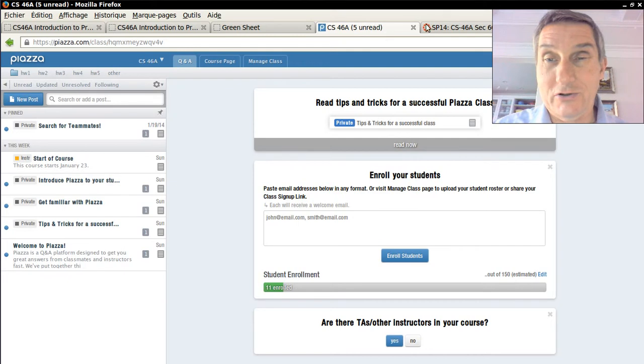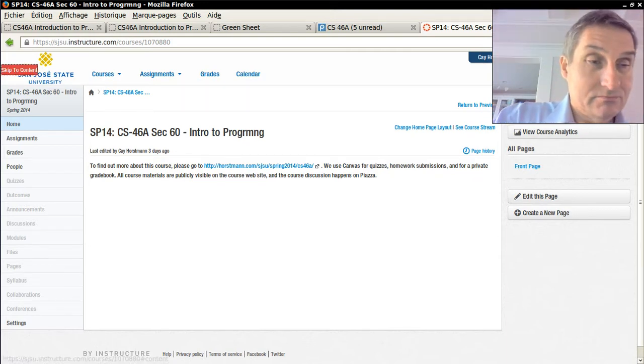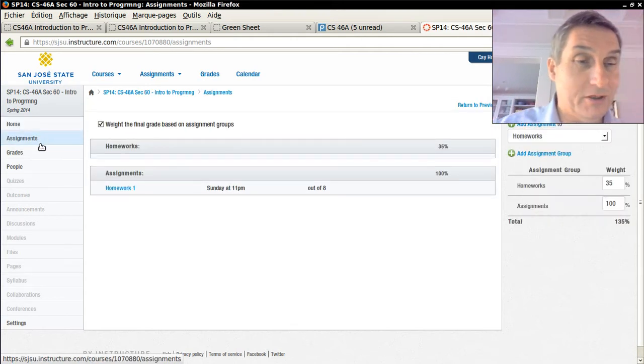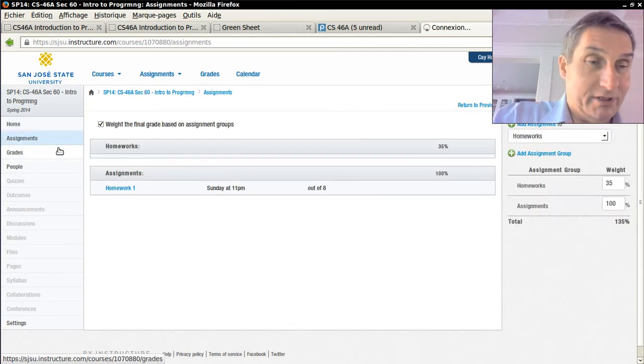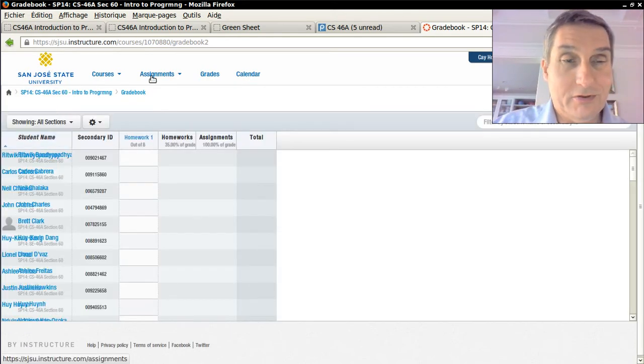The third site that you're going to be using is Canvas, and Canvas is really for us only used for submitting homeworks. You see there's an assignments tab here, and for looking at your grades. You can see a gradebook popping up.